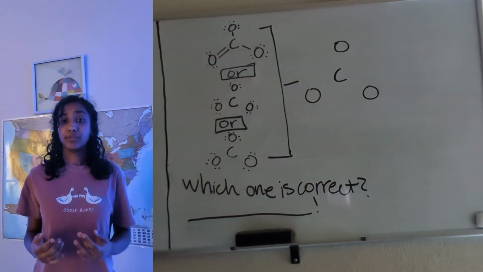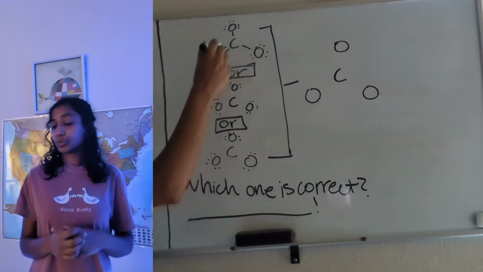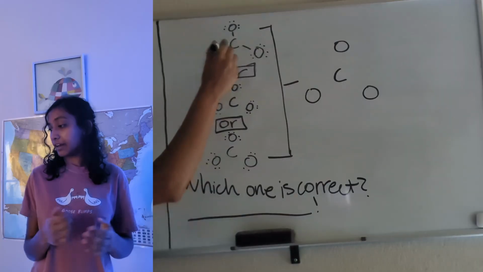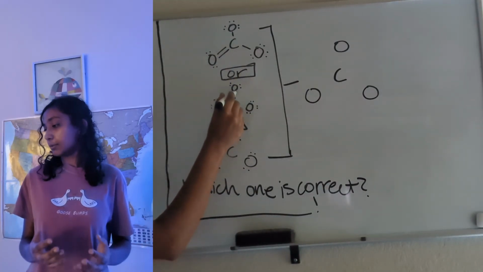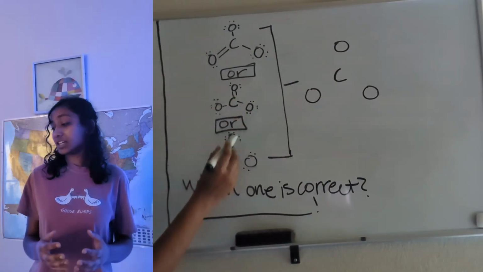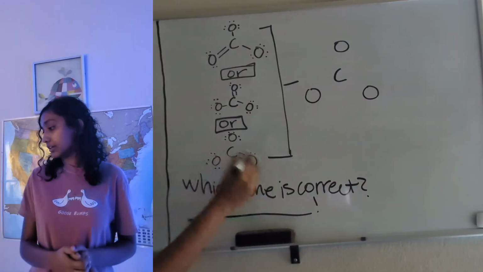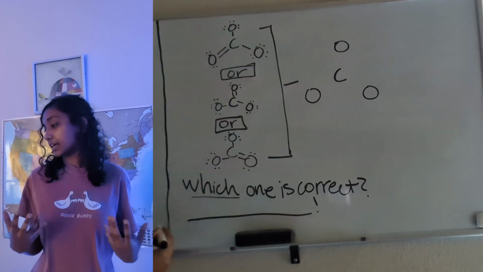Now that we've gone over how to draw a Lewis dot structure, it's time to talk about resonance. Let's say that you've drawn a Lewis dot structure for CO3. There's a double bond between this oxygen and this carbon atom. However, another way you could draw this molecule is by putting the double bond next to this oxygen. You could also draw the double bond next to this oxygen over here. So you're probably wondering which of these structures is correct.